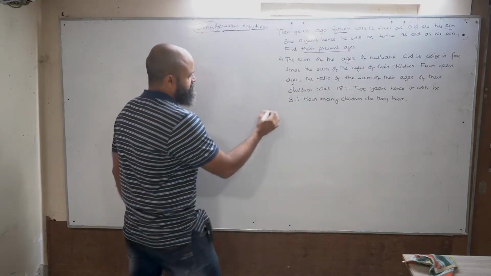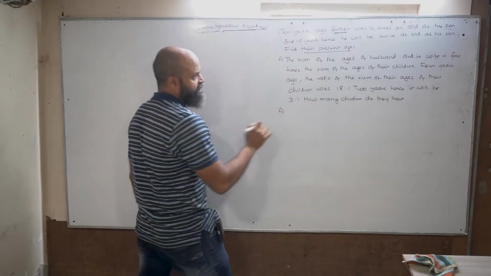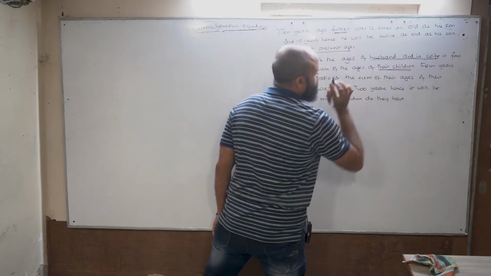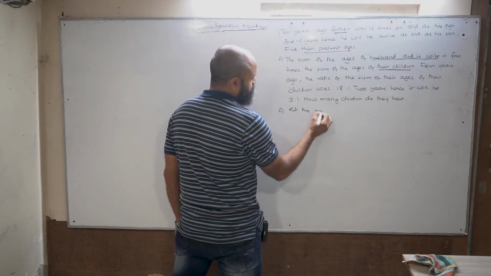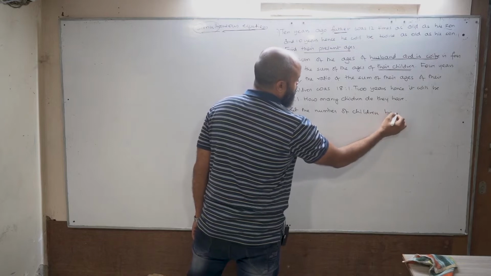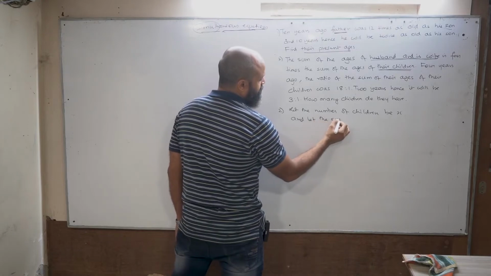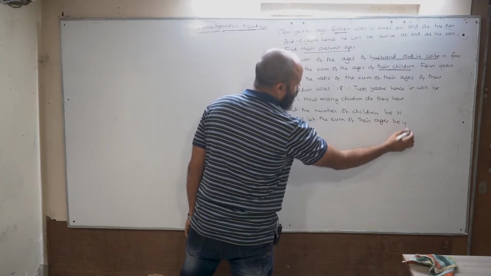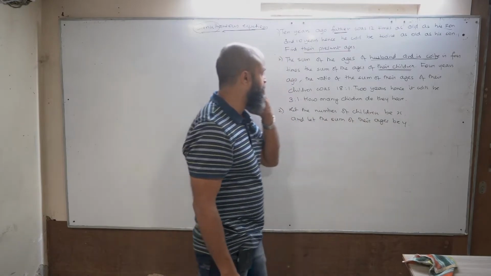Okay. So, let's have some assumptions here. First of all, the sum of the ages of husband and his wife is 4 times the sum of the ages of the children. If we look into this, the ages of the husband and wife are 4 times the ages of the children. So, let the number of children be x and let the sum of their ages be y.